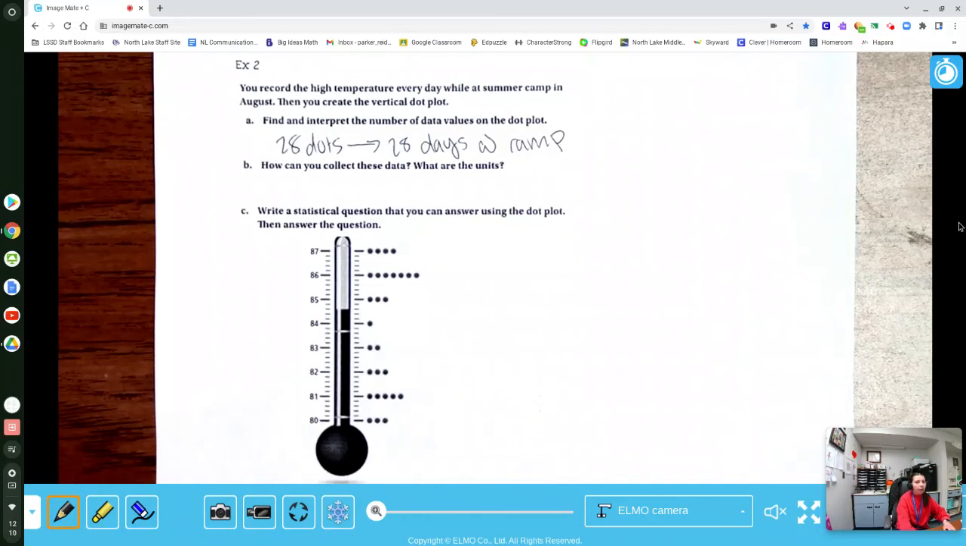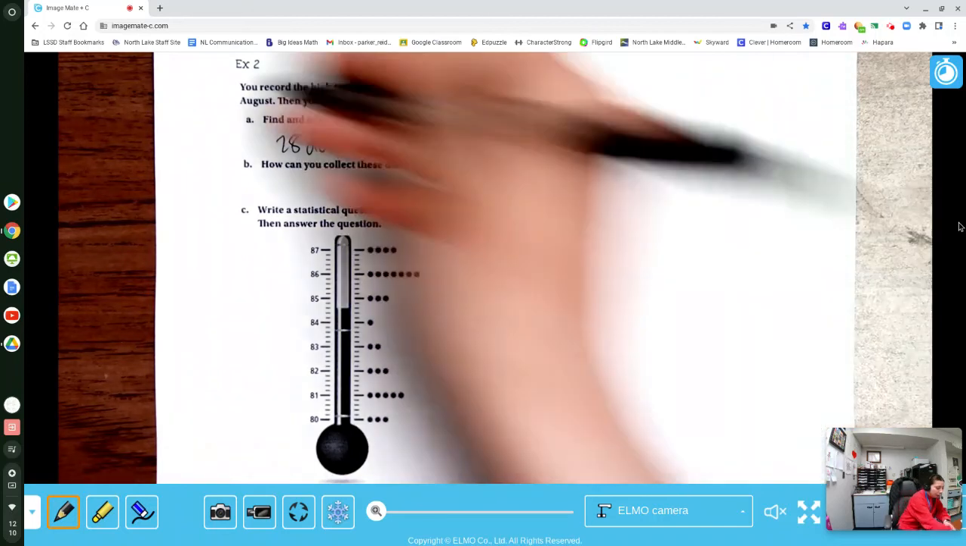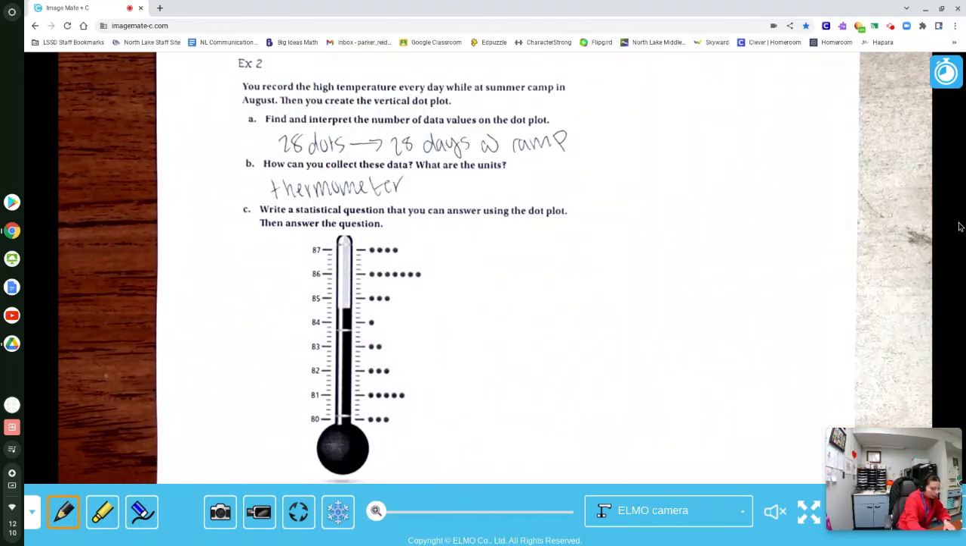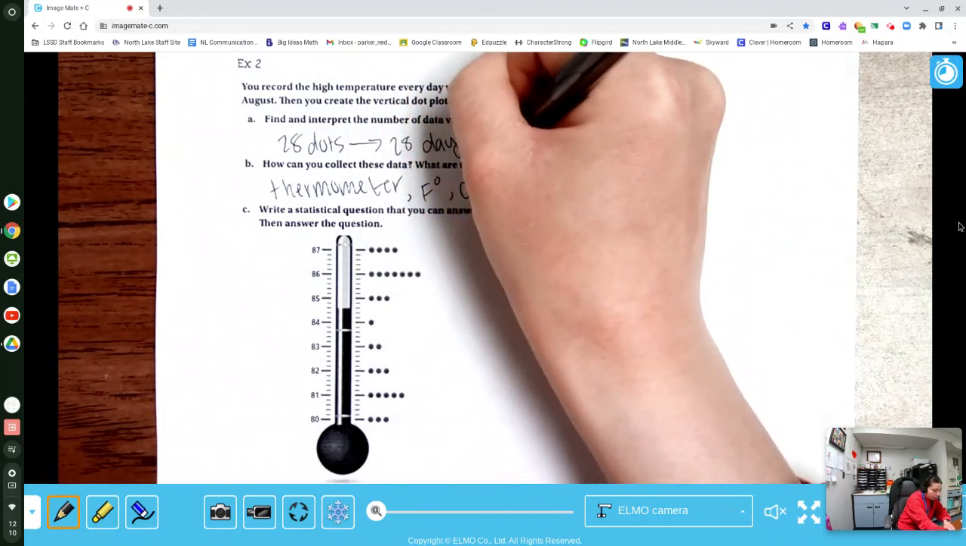Part B, how can you collect these data and what are the units? So they're asking, how can I collect this information? How can I collect temperature? Well, that would be using a thermometer. And what are the units? How do we measure temperature? Well, we measure it in degrees, but those degrees could be Fahrenheit, they could be Celsius.